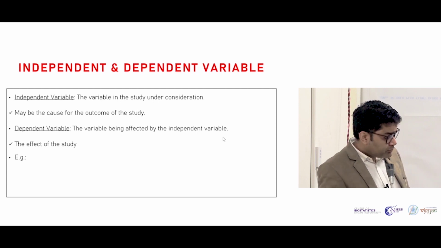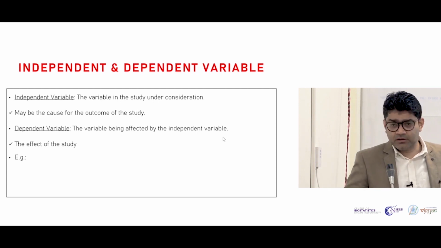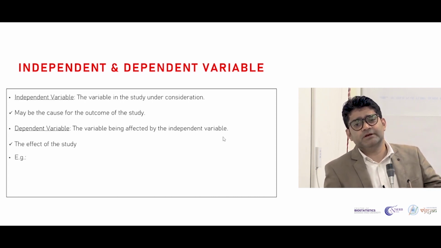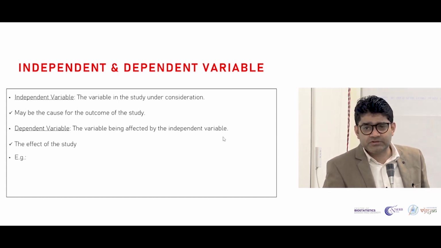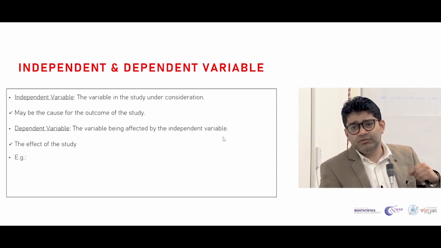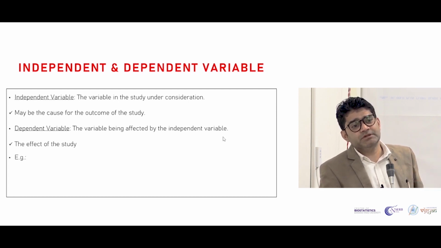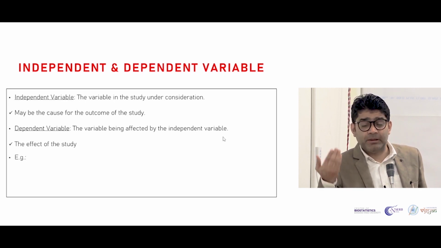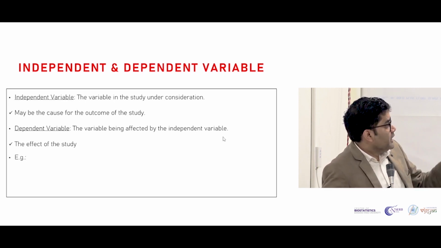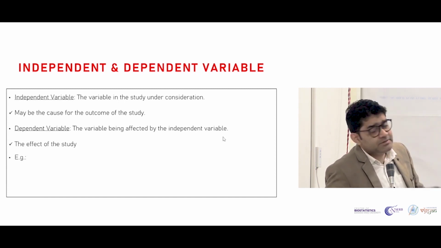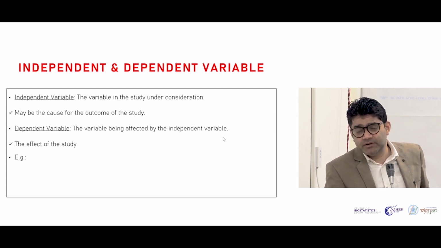You are doing a study on, say, causes of cardiovascular diseases, and you are having certain variables, say socioeconomic status variable, you are having demographic information, you are having family history. So, all these variables may be your independent variables, and within those variables, there might be some proximate variables on which your outcome may depend. For example, family history. Okay. Dependent variable, the variable being affected by the independent variable. So, in this example, the cardiovascular disease is our dependent variable.